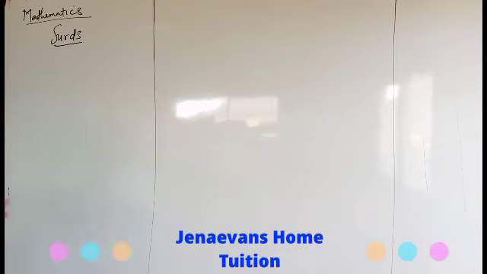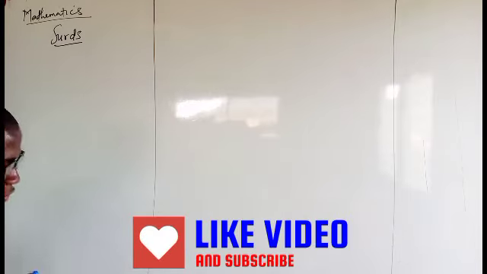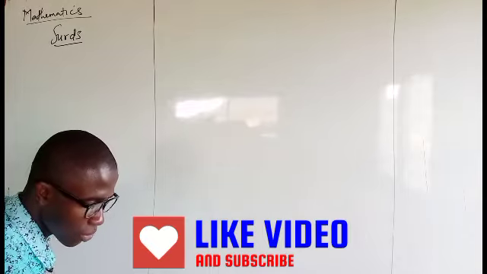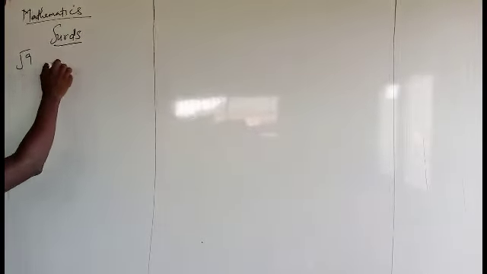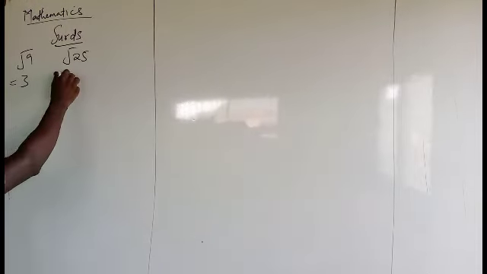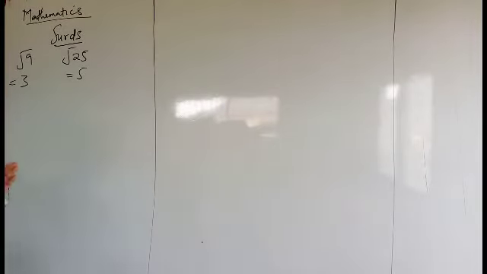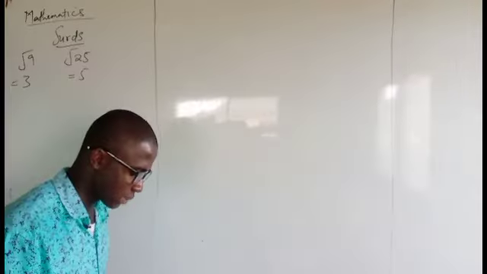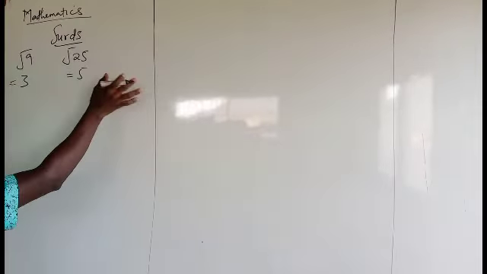Let's use this to help us understand rational numbers. Taking only the positive square roots, such as root 9 and root 25, with root 9 you get 3, and with root 25 you get 5. So this gives us the exact value for the expression. These are called rational numbers.